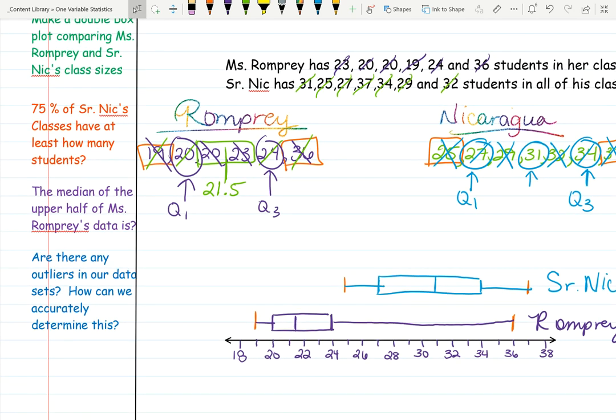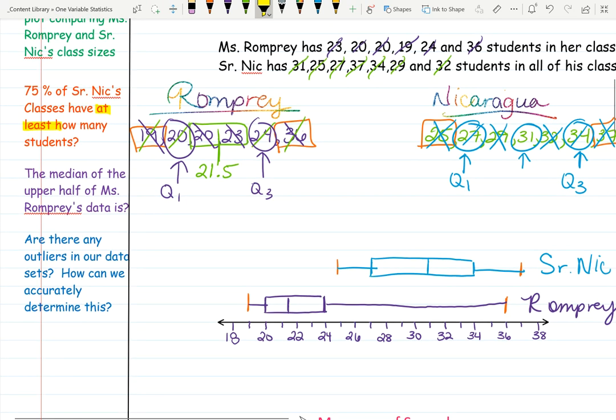So let's see. It says 75% of Mr. Nick's classes have at least how many students? All right, key word here, at least. So at least how many? So is that number and above or that number below? So 75% of his classes have at least how much? Well, remember, each one of these pieces is 25%. So at least 75% of his classes have how many students?